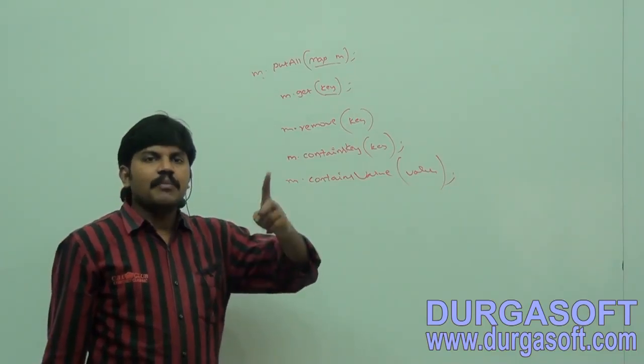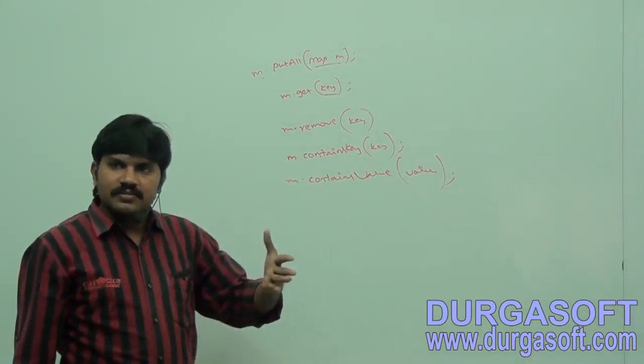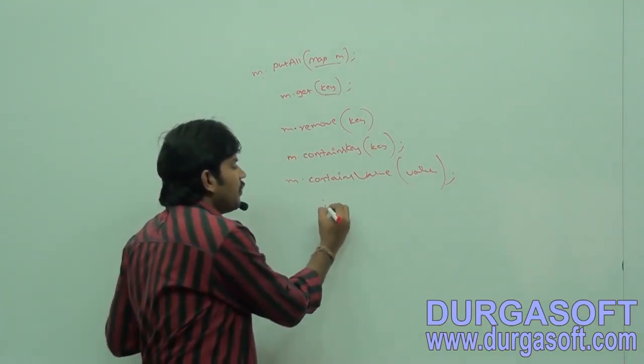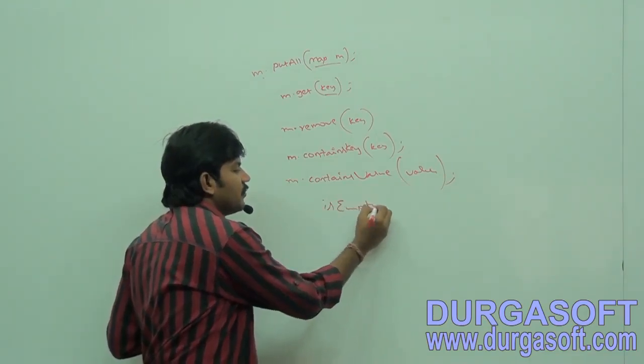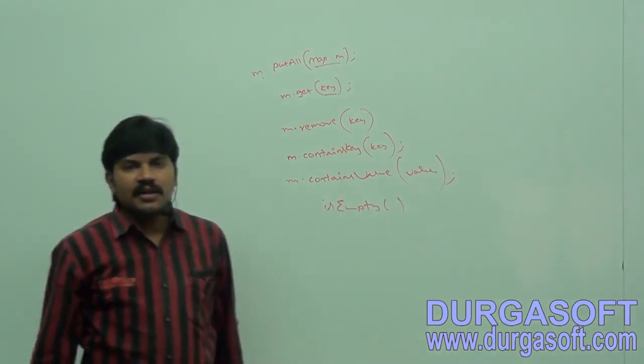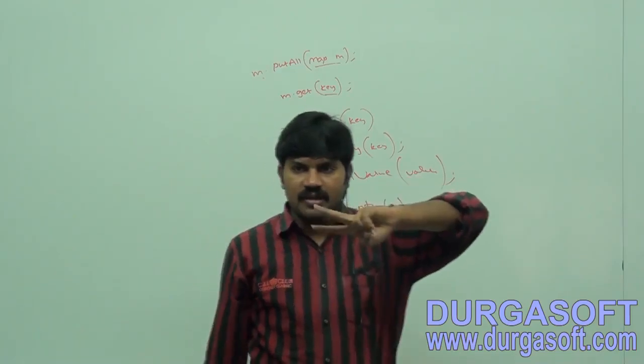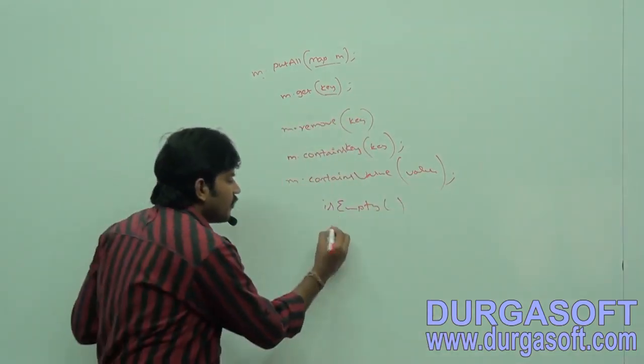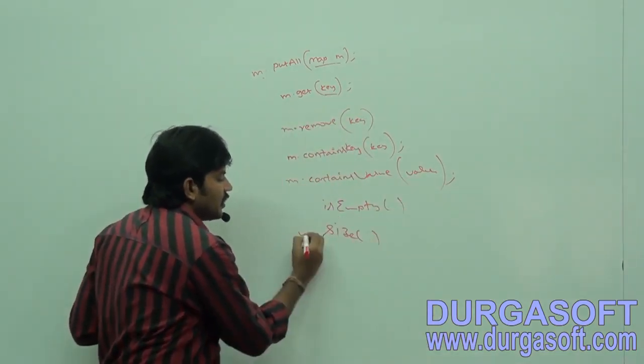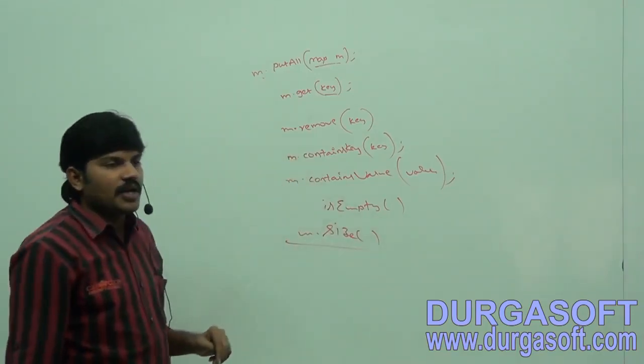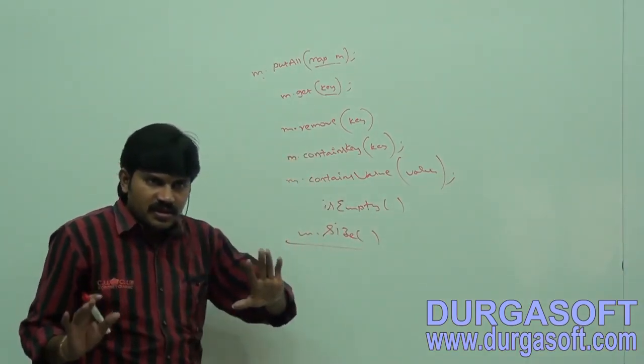Next up, whether the map is empty or not. Are you getting it? I want to check whether the map is empty or not: is empty. Next up, if it is not empty, how many key value pairs are there? Then we should go for size. M dot size gives the number of key value pairs. Is it clear for all of you?